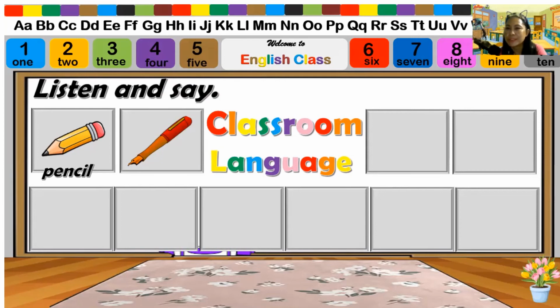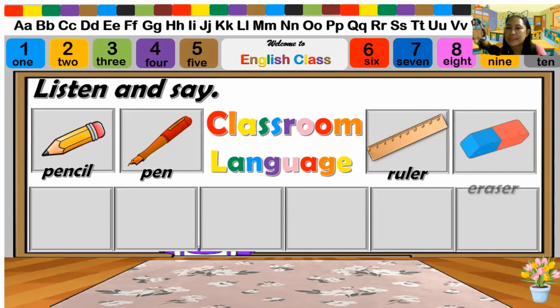Okay, a pen. So how are you going to ask? Good job. May I borrow your pen, please? Okay, what do you want to borrow? That's correct, a ruler. So how are you going to ask? Very good. May I borrow a ruler, please? Or your ruler, please? Okay, what do you want to borrow? That's right, an eraser. So how do you ask if you want to borrow an eraser from your friend? Okay, very good. May I borrow your eraser, please?